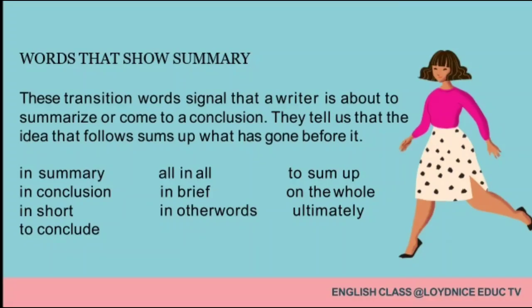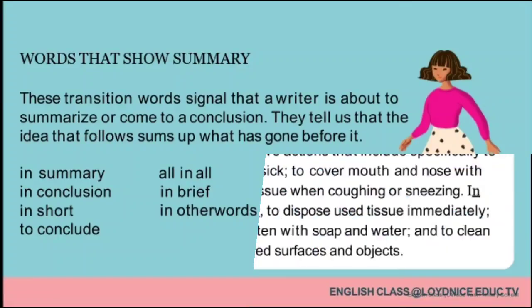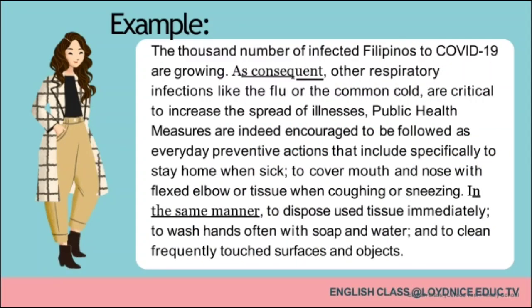Words that show summary. These transition words signal that the writer is about to summarize or come to a conclusion. They tell us that the idea that follows sums up what has gone before it. Example: in summary, all in all, to sum up, in conclusion, in brief, on the whole, in short, in other words, ultimately, to conclude. Let us take a look at this example.